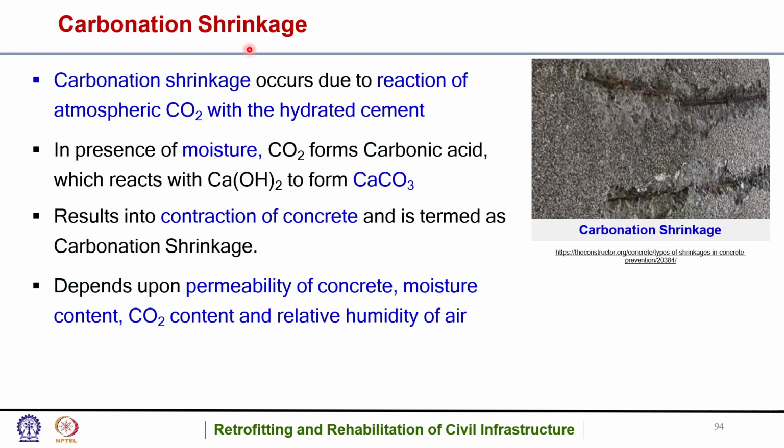And the last one is the carbonation shrinkage. Carbonation shrinkage occurs due to reaction of atmospheric CO2 with the hydrated cement. In presence of moisture, CO2 forms carbonic acid, which reacts with CaOH2 to form calcium carbonate. This results in contraction of concrete and is termed as carbonation shrinkage, and it depends upon permeability of concrete, moisture content, carbon dioxide content, and relative humidity of air. So this is an example of carbonation shrinkage.